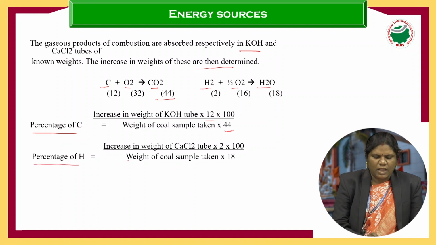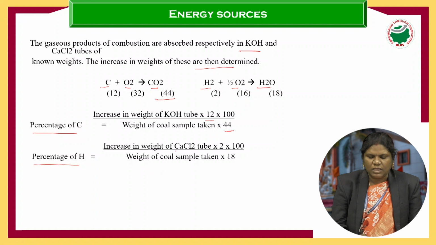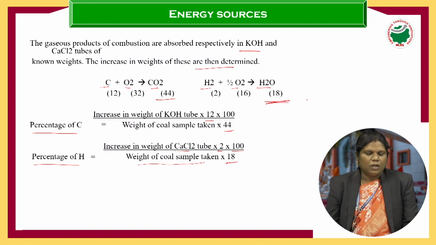Next, the percentage of the hydrogen. Increase in weight of the CaCl2 tube, meaning the H2O, the water in the form of vapor, will be absorbed by the CaCl2 tube, into 2, the molecular weight of hydrogen, into 100, by the weight of the coal sample taken, into 18. 18 means the molecular weight of the water. This is how we will calculate the carbon and hydrogen present in the coal sample.